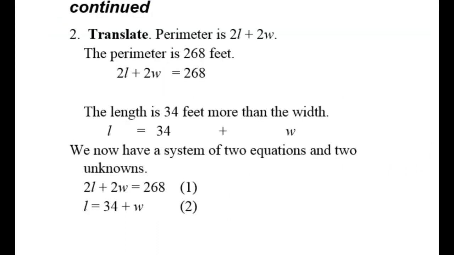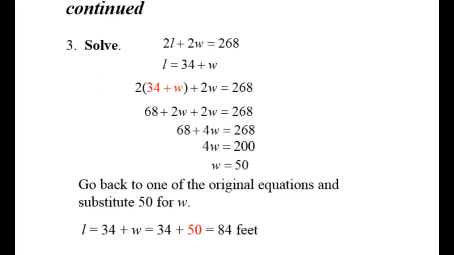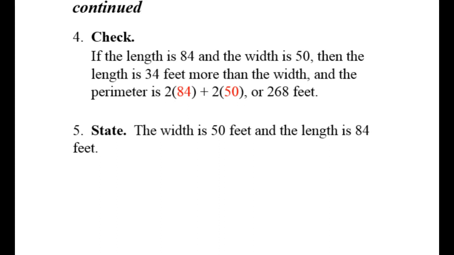Here's the author working it out. You're welcome to pause the video and look at that, but it looks like they got the same thing. W is 50 and the length is 84. And again, it doesn't look like they wrote it in an ordered pair, so I probably wouldn't either. It's nice to state the final answer. The width is 50 feet, don't forget about the units, and the length is 84 feet.